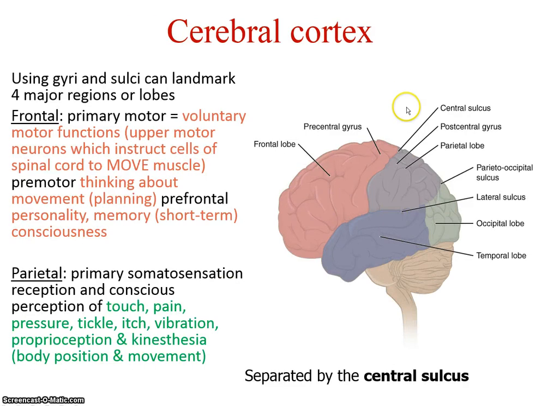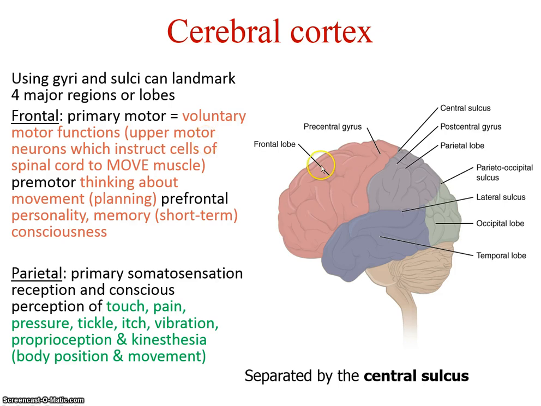All right. This shows the cerebral cortex divided up broadly into the lobes, and the lobes do reflect the bones over them. So using the gyri and sulci to landmark this, the 4 major regions or lobes: frontal, shown here in this reddish orange, is primary motor. So most of your skeletal muscle, all those actions we just got through learning, are controlled from this part of the brain. So voluntary motor functions.